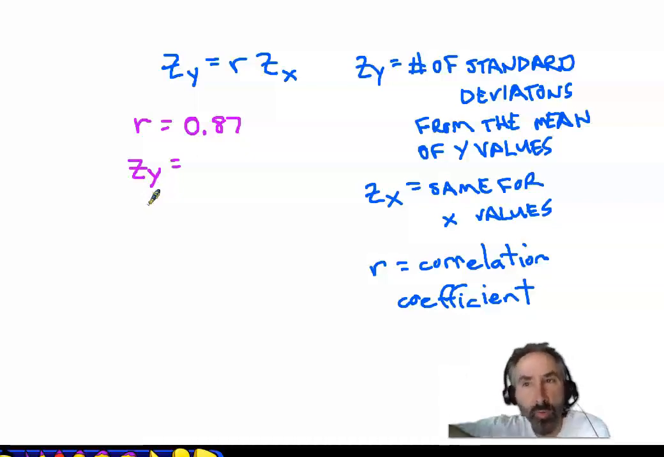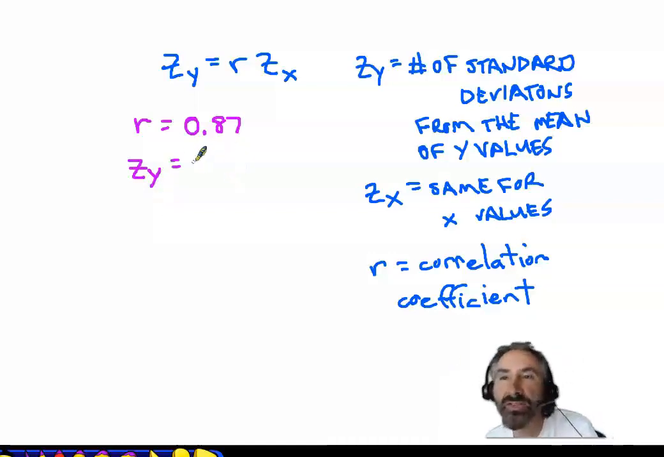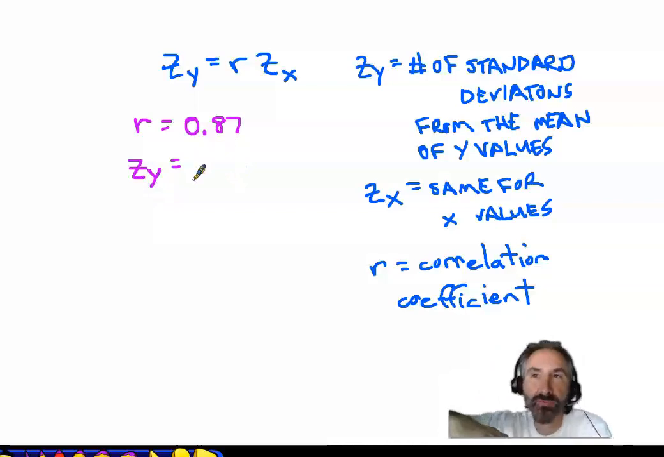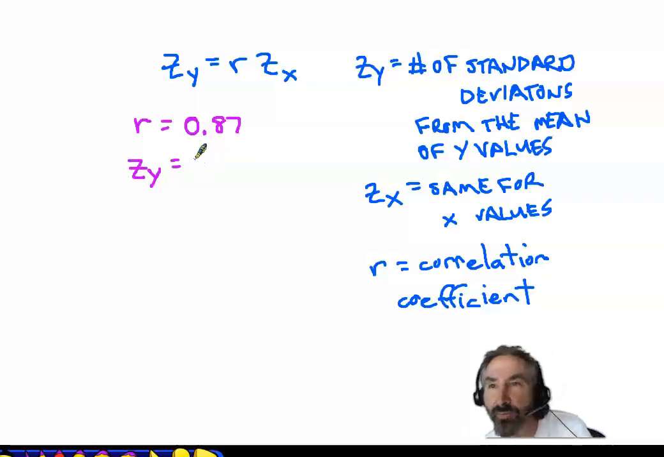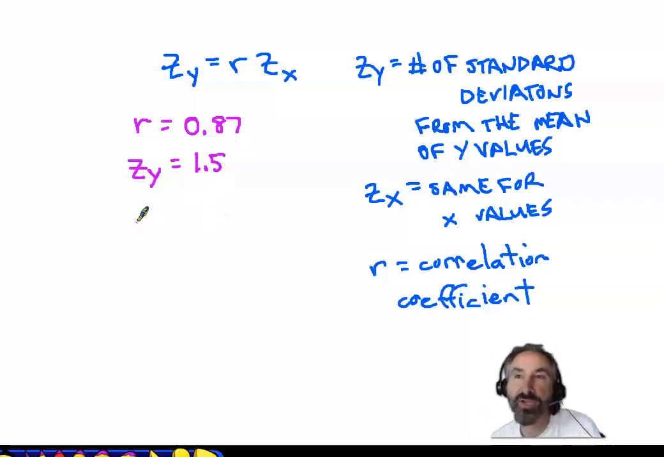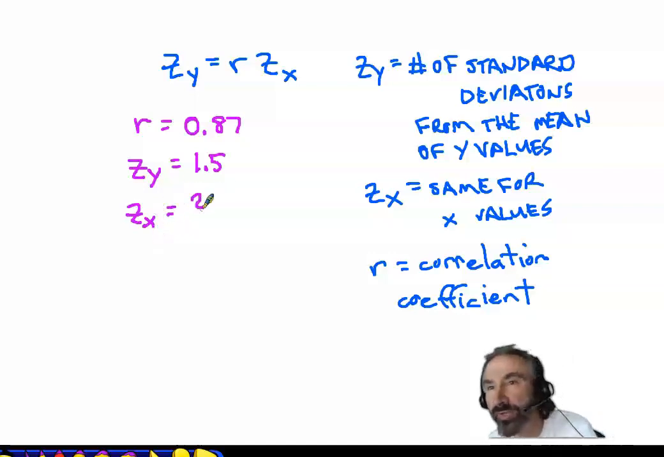So we're going to know y. Let's say that we raise the y values by 2 standard deviations. Or let's make it more interesting, let's make it 1.5 standard deviations. And what we'd like to know is, how many standard deviations would the x variable change by? This is what we're looking for.